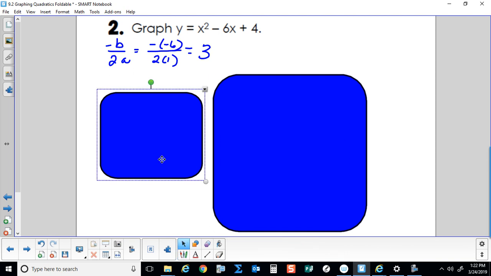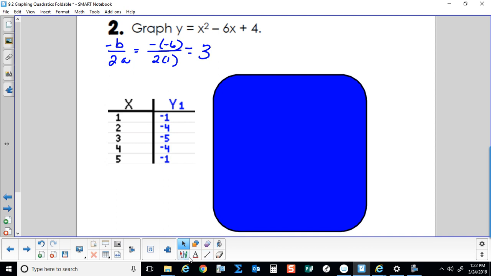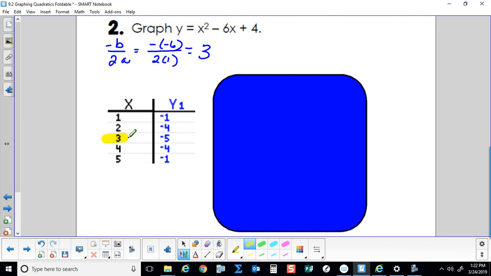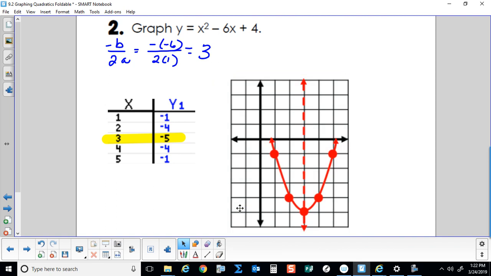So we go to our calculator and look at the table. And we find where x is 3. That's our vertex, 3, negative 5. And then take 2 points above and 2 points below and graph your quadratic.